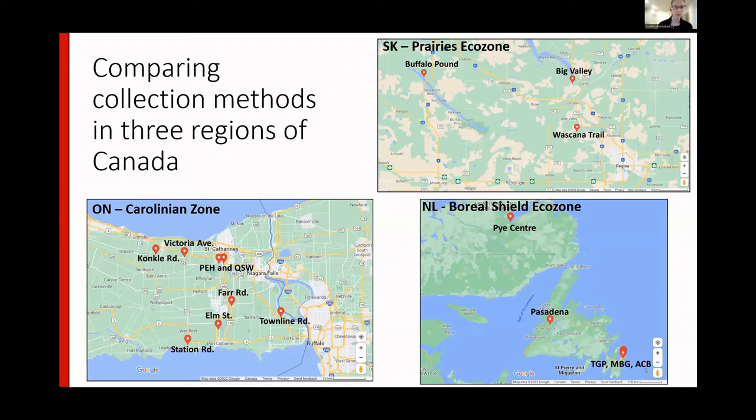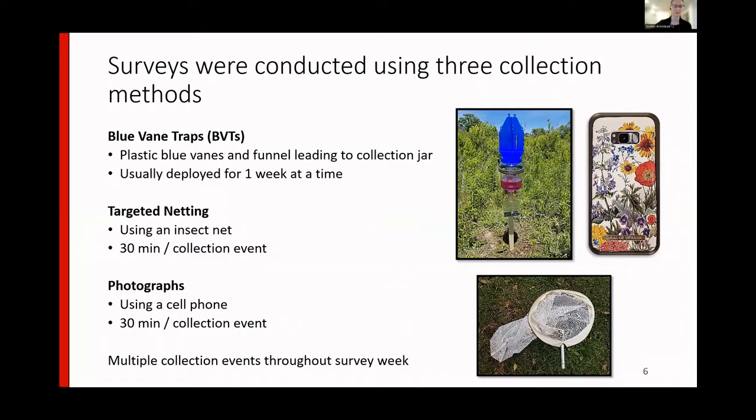So in 2021, surveys were conducted in 3 regions of Canada. I did the surveys in Ontario in the Carolinian zone. Corey Sheffield's team did the surveys in Saskatchewan in the Prairies ecozone, and Carolyn Parsons' team did the surveys in Newfoundland and Labrador in the Boreal Shield ecozone. While there were some differences, the overall structure of the surveys was similar across all regions.